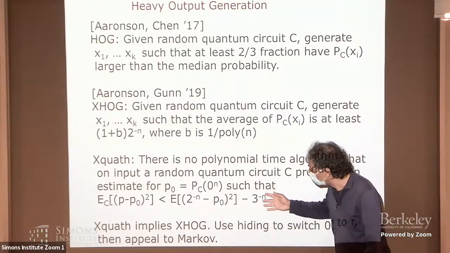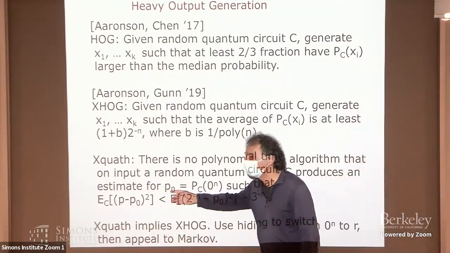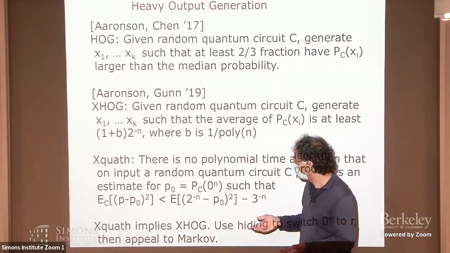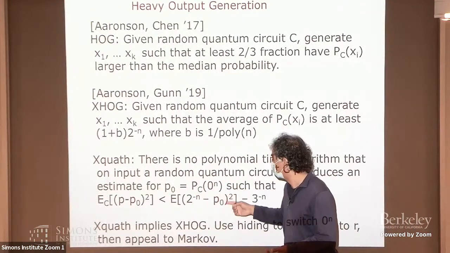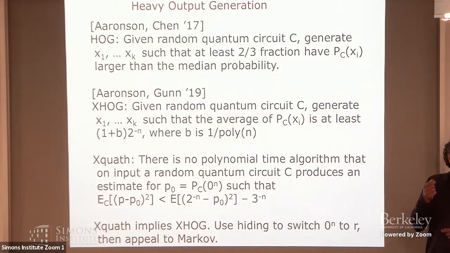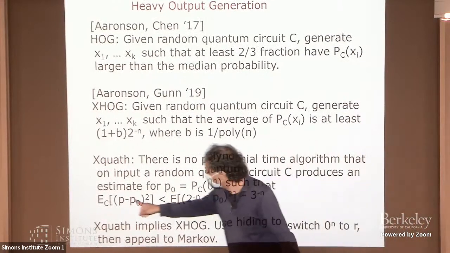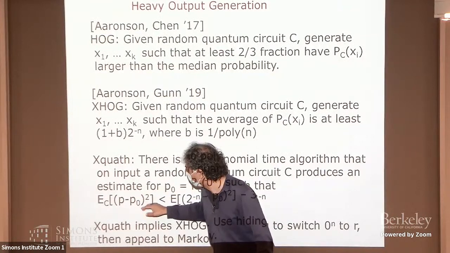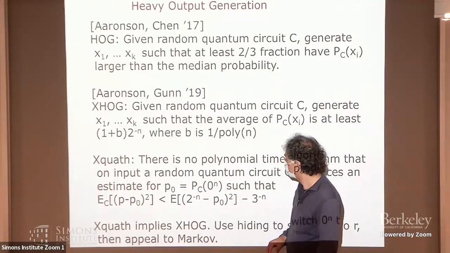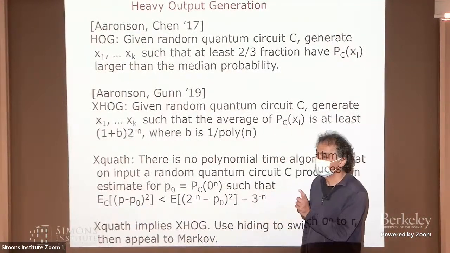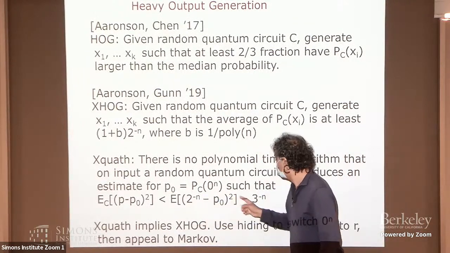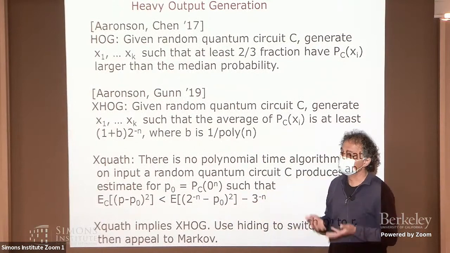With the following minimal requirement. So we want to produce an estimate which is just slightly better than the trivial estimate. The trivial estimate would be to say that P_0 must be 2 to the minus n. So all you want is to beat that by a little bit, in the following sense: you want the expected square deviation from P_0 to be slightly smaller than if you had guessed 2 to the minus n. You just want to beat it by some other exponentially smaller amount.